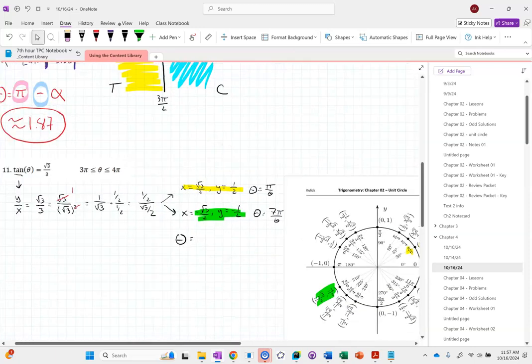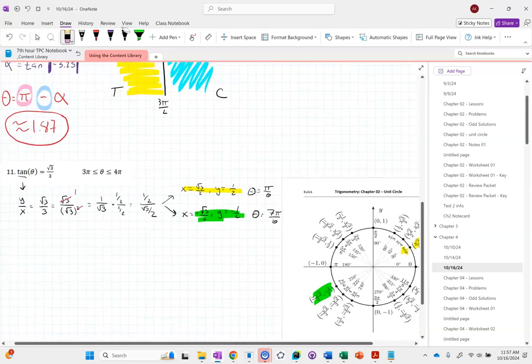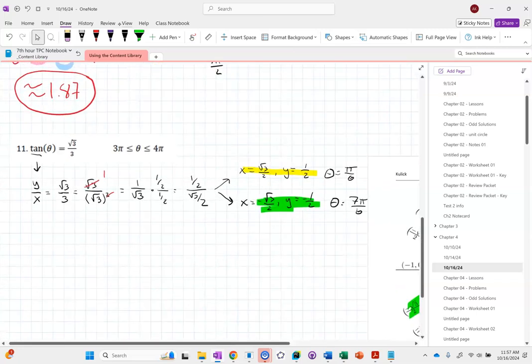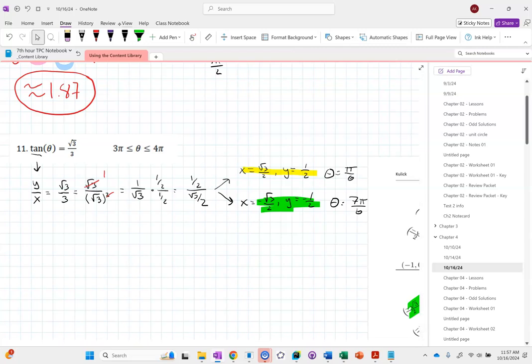Wait, what's the difference between those two problems? They're all the same. Yeah, they are. Oh, negative. Yes, Anthony. We're not done with this, by the way.